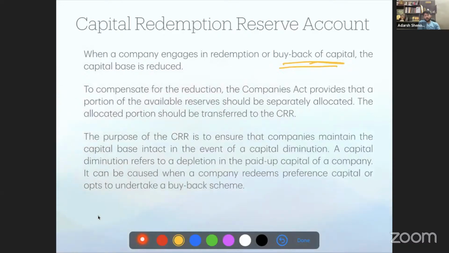The capital. For that, we transfer to CRR. The CRR can be utilized tomorrow only for issue of bonus shares.